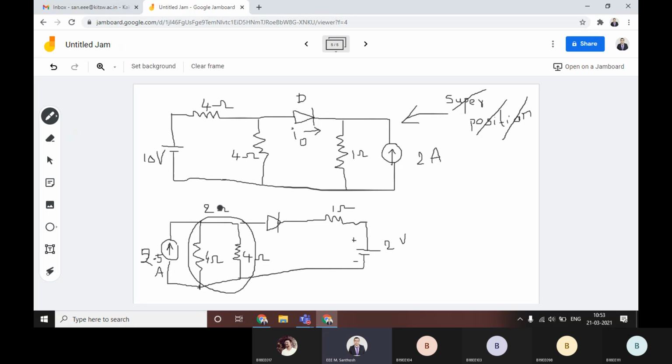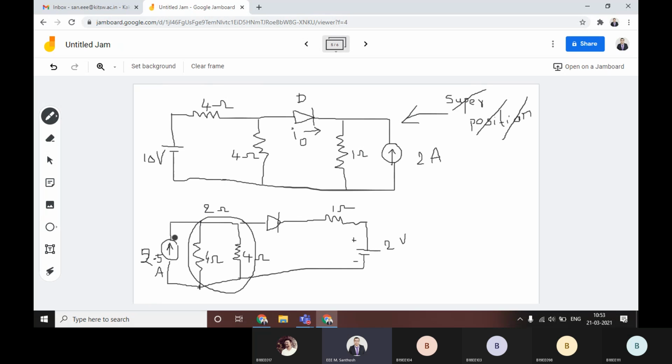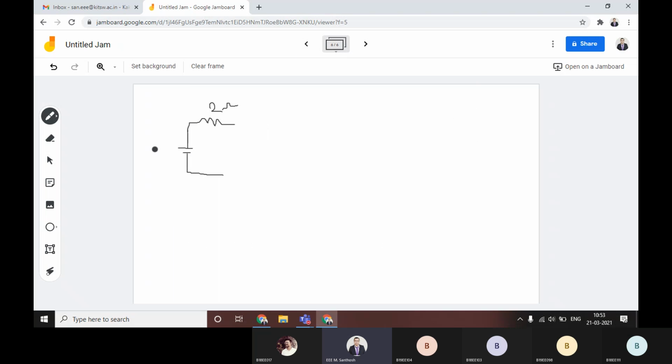Then if it is 2 ohm and this is 2.5 amperes, then again this circuit can be converted by source transformation. Then there is a voltage source. That voltage source is connected in series with 2 ohm. This is 2 ohm and 2.5 amperes. Total voltage is equal to 5 volts. That 5 volts will be here. Okay.